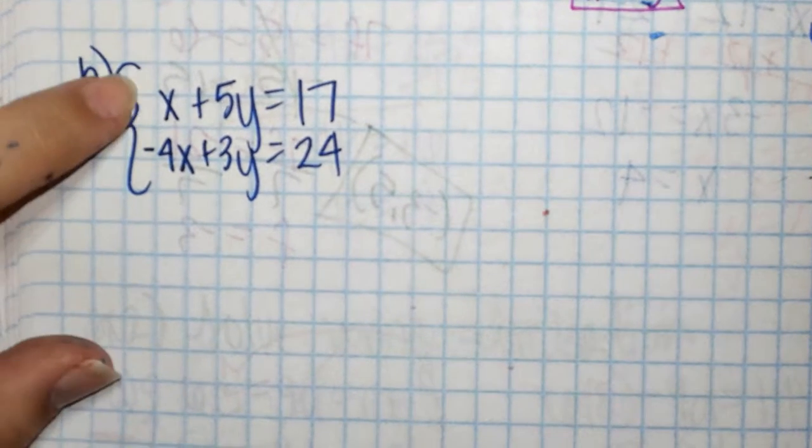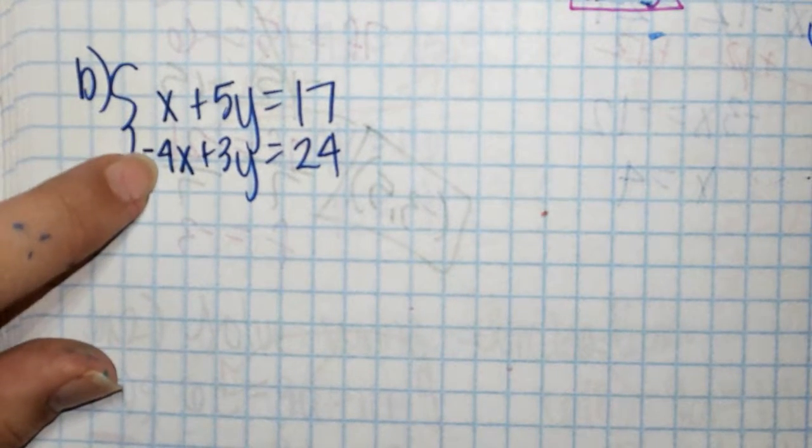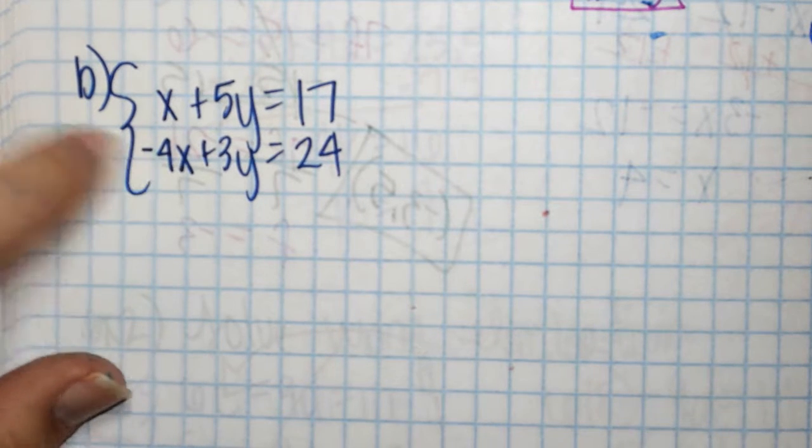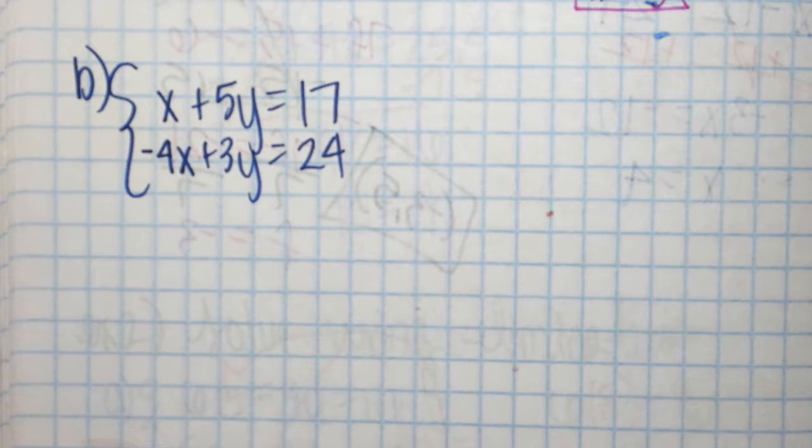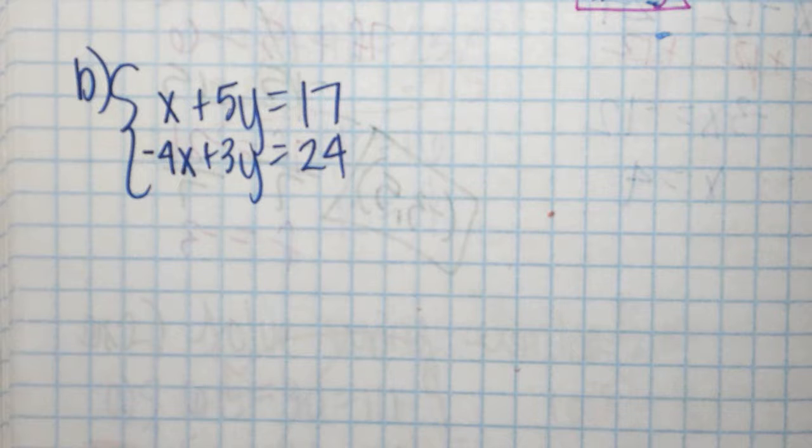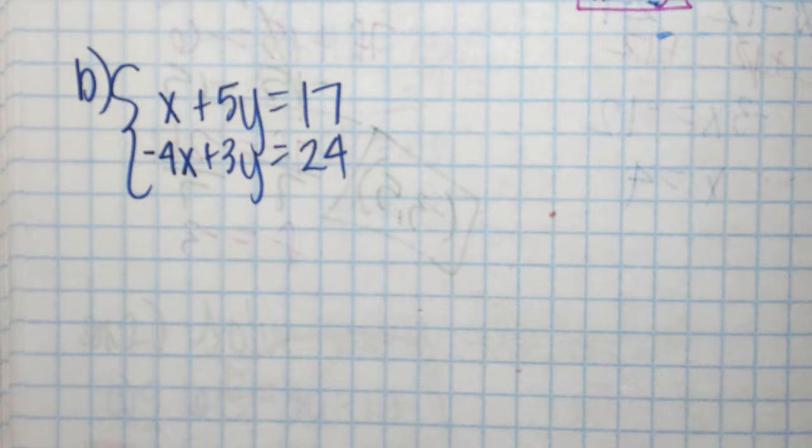X, yes. Because can we multiply 1 by anything to get 4? Yes. So what are we going to multiply the top equation by? 1. Did you say 1?